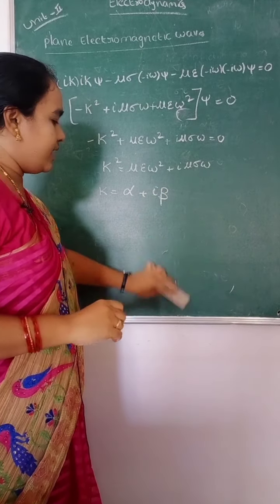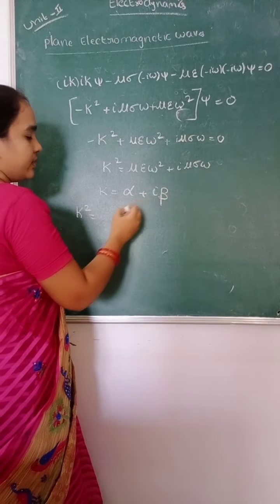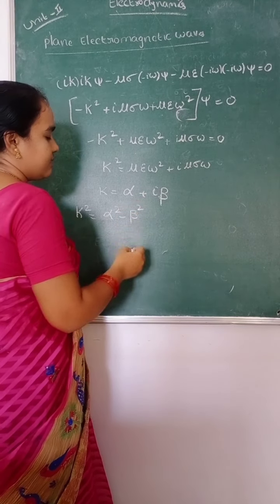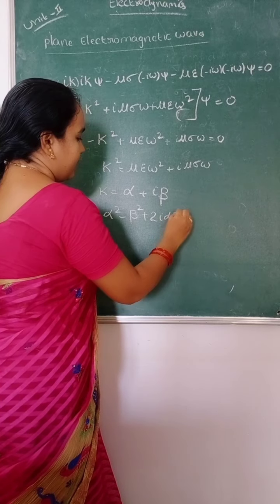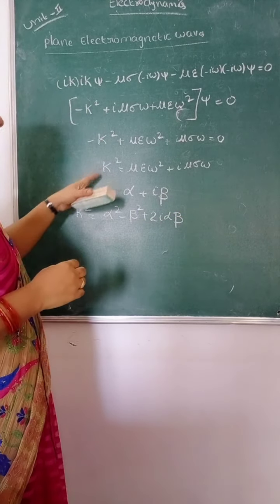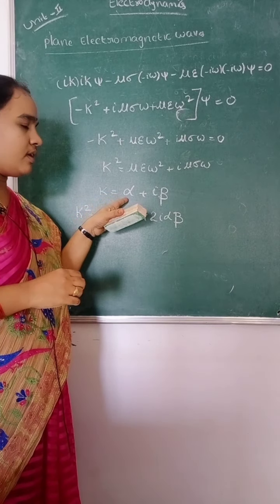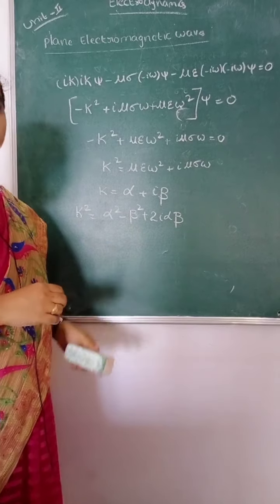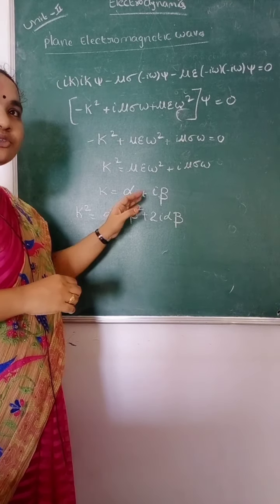Then what is the value of k square? K square is a plus b whole square, that is alpha square, I square value is minus 1, so minus beta square plus 2I alpha beta. If you compare these two equations, the unknown quantities are alpha and beta. So we must determine these alpha and beta values by comparing these two equations.